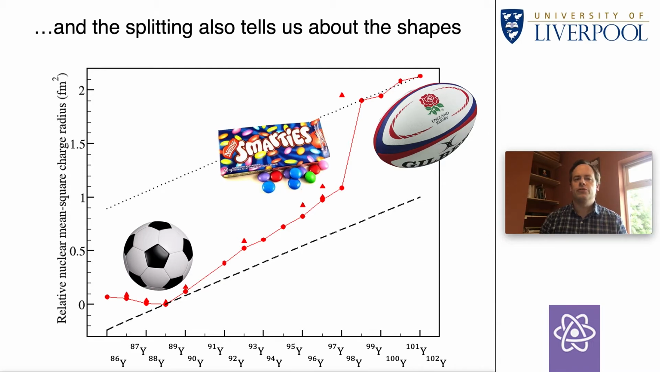The splitting also tells us, independently, about the shape of the nucleus, giving us the sign of the deformation. We learn, for example, that the nuclei in yttrium not only go from spherical to rugby ball shape, or positive or prolate deformation, but in between look like Smarties, showing negative or oblate deformation.